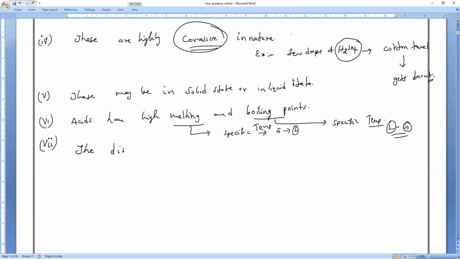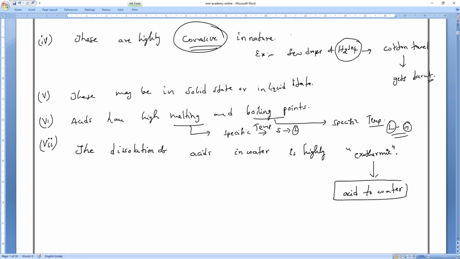The dissolution of acids in water is highly exothermic. So that is why always we have to add what, guys? Water to acid or acid to water? Acid to water. We have to add always acid to water.